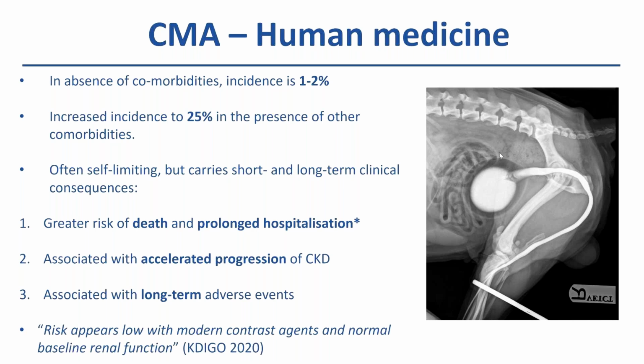But the recent PICO roundtable Ask the Expert summary was that, even though this risk exists, the risk appears low with these modern contrast agents and with normal baseline renal function, so a normal estimated GFR.